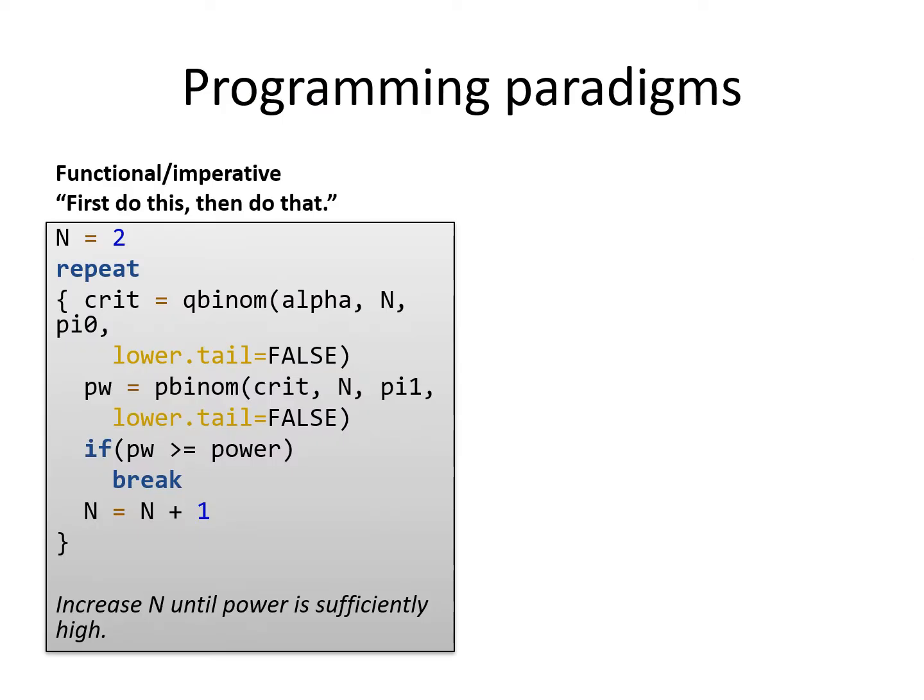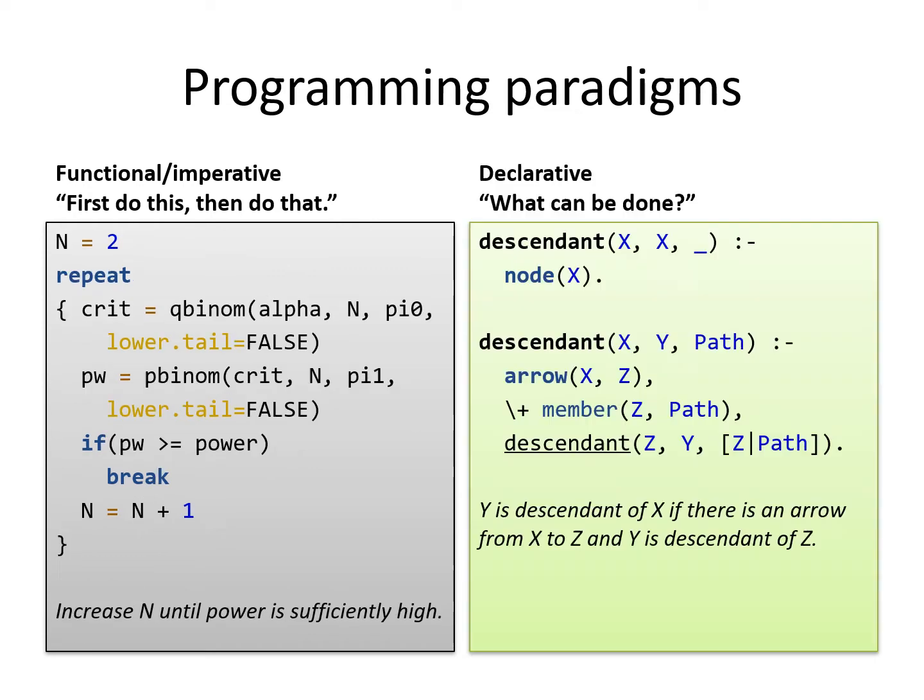Prolog is a bit different from other programming languages, but not too different. Many of us are used to functional or imperative languages, like R on the left side for power calculation. In an imperative language, we basically tell the computer what to do first and then what to do afterwards. In a declarative language like Prolog, we define rules that state what is true and under which conditions.